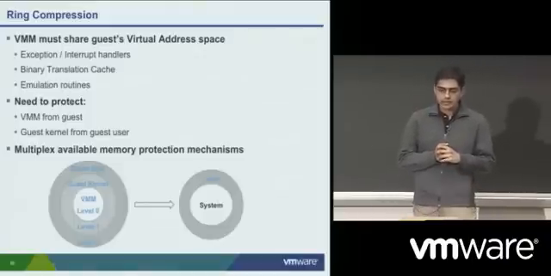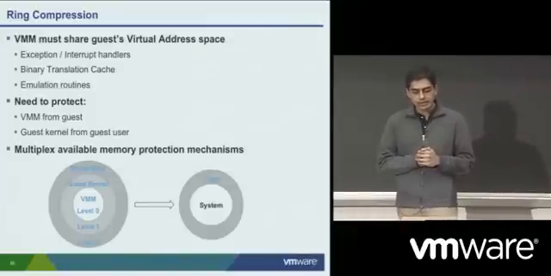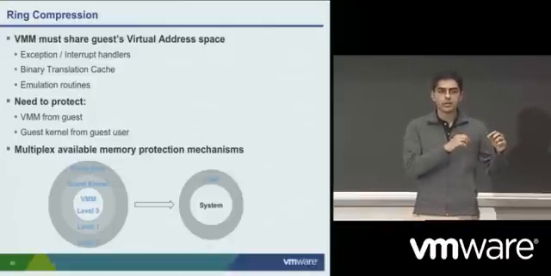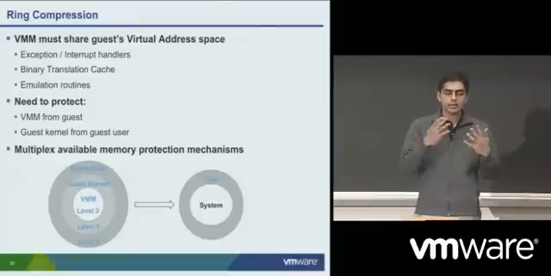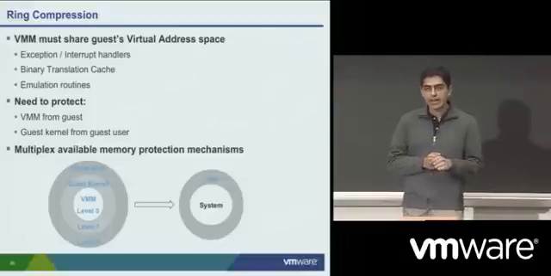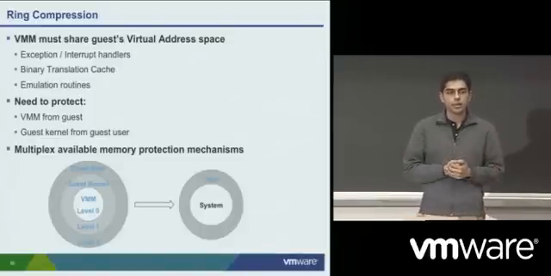So before I end this part of the session, I thought it would be nice to touch on one topic that I've already sort of alluded to in my previous slides, which is the concept of ring compression. Remember the ring figure that I showed you, some architectures only have system and user, some architectures have 3 or 4 privilege levels, and so on. The monitor must actually share the guest's virtual address space if it wants to implement virtualization in a non-hardware assist world.